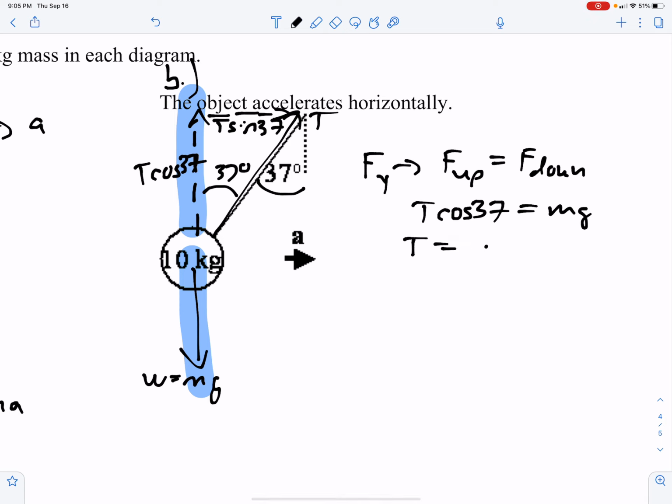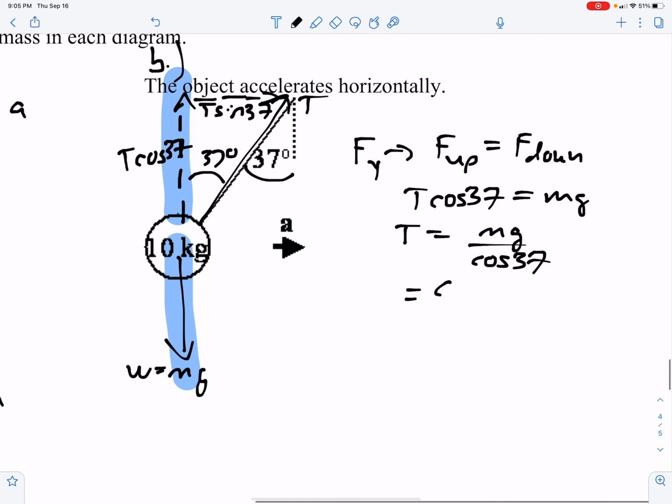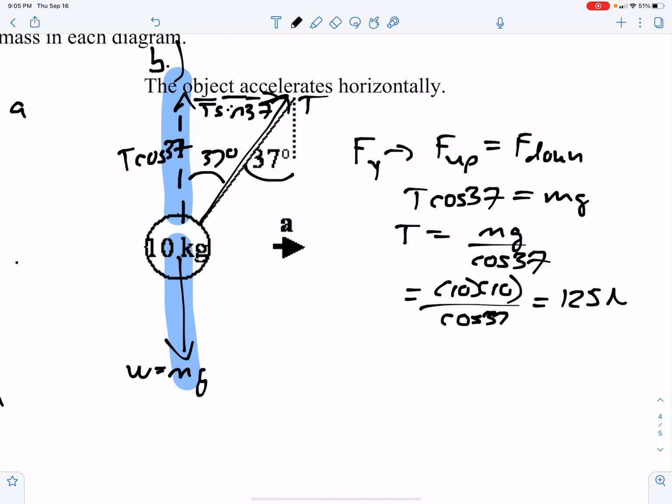Well, T would be mg over cosine 37, which is going to be 10 times 10 over cosine 37. So 100 divided by the cosine of 37 is about 125 newtons of tension.